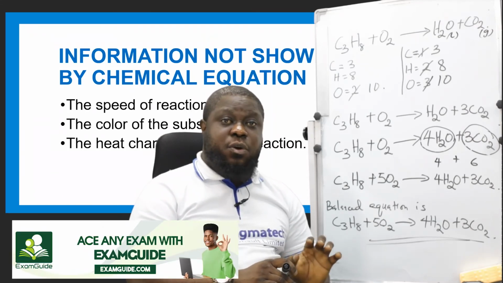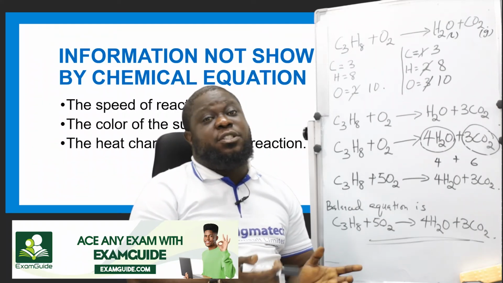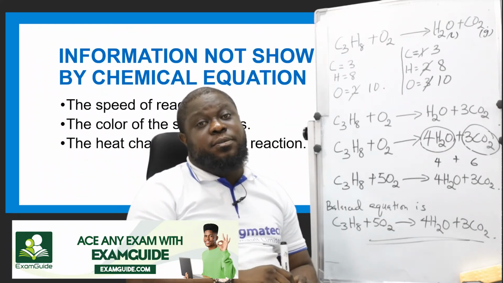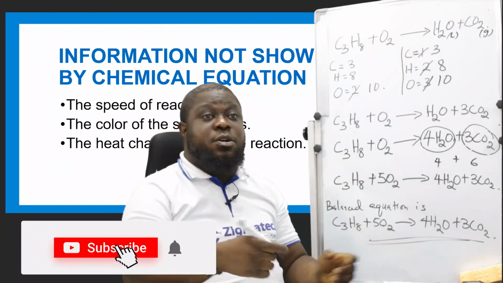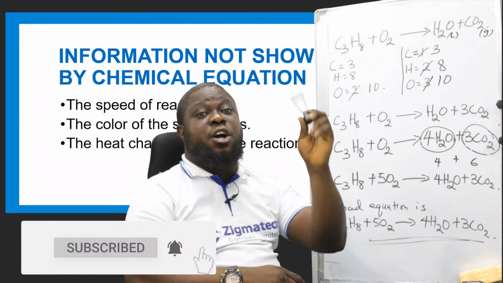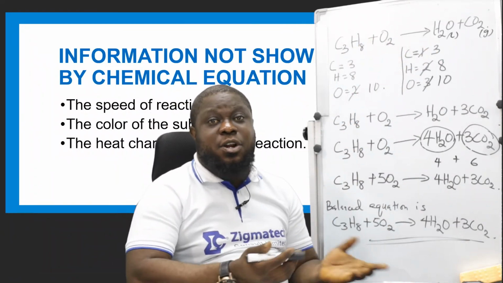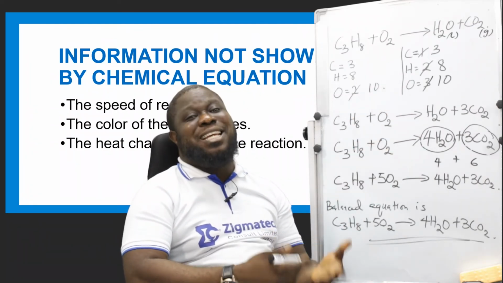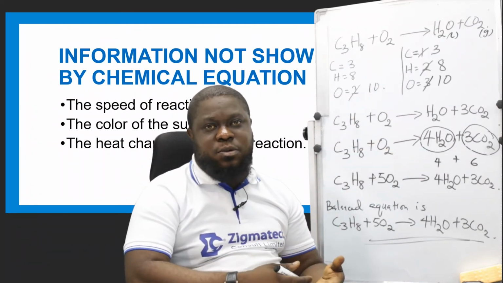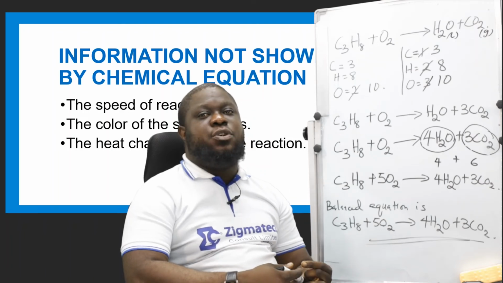Now the color of the substance, it cannot show you the color. Look at the board, there is no color. The only color you are seeing on the board is the color of my marker. So it does not show you the color. All it shows you is that it is a liquid. What is the color of the liquid? You don't know.